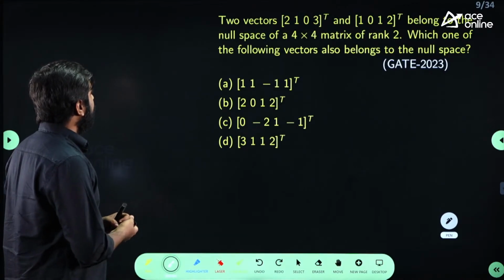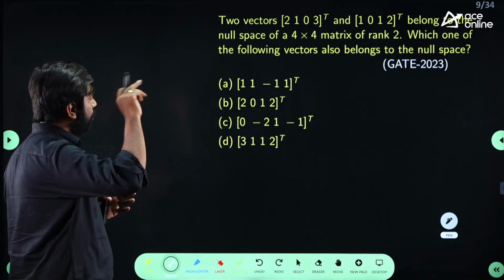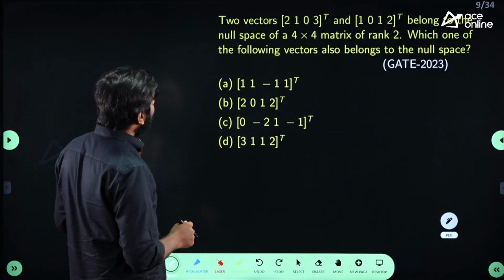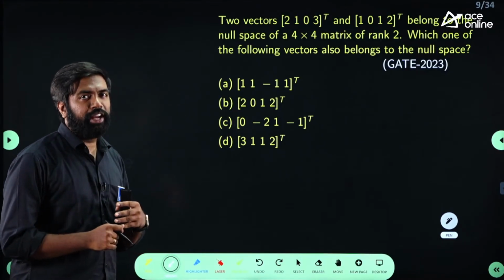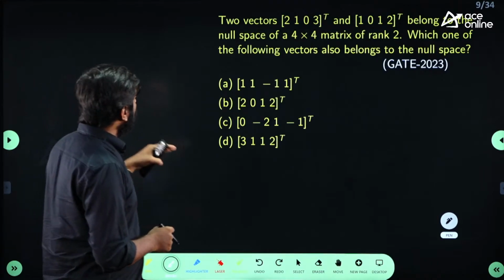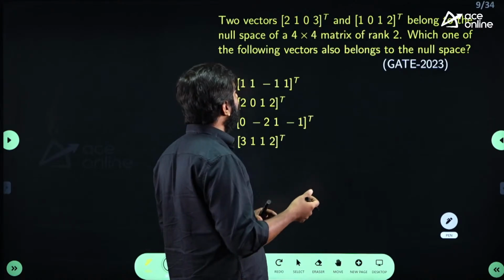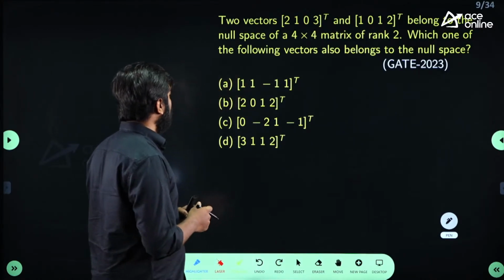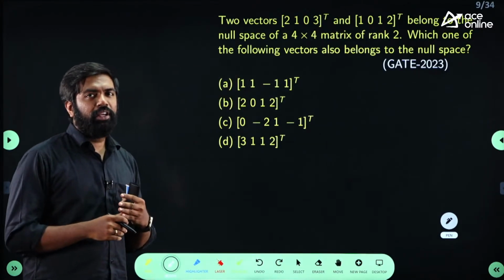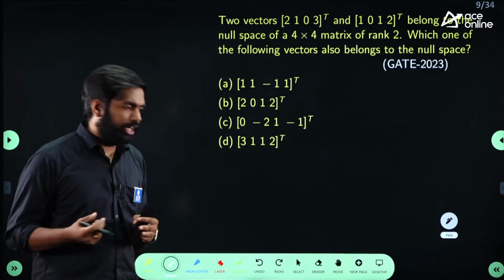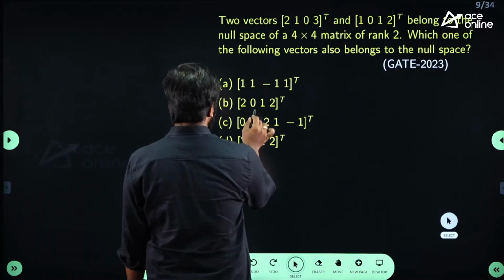Two vectors are given: (2, 1, 0, 3) transpose and (1, 0, 1, 2) transpose belong to the null space of a 4 cross 4 matrix of rank 2. Which one of the following vectors also belongs to the null space? And various options are given. Some students are new to the word null space, so let me explain what this null space means.